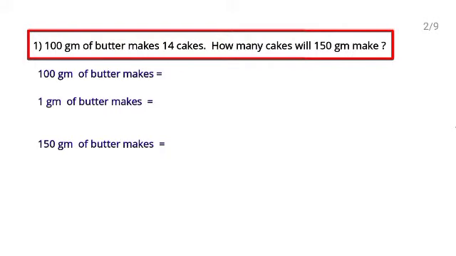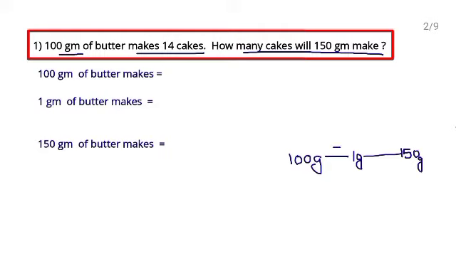So question number 1 of exercise 8C is: 100 grams of butter makes 14 cakes. How many cakes will 150 grams of butter make? 100 gram butter से कितने cakes बन रहे हैं? 14. ओके, उन्होंने कितने ग्राम का गिवन है? 100 ग्राम का गिवन है और they are asking how many cakes we can make in 150 grams. सो फर्स्ट ऑफ ऑल, 100 ग्राम से पहले 1 ग्राम बटर से फाइंड आउट करेंगे how many cakes we can make. Then from 1 gram we will find for 150 grams.